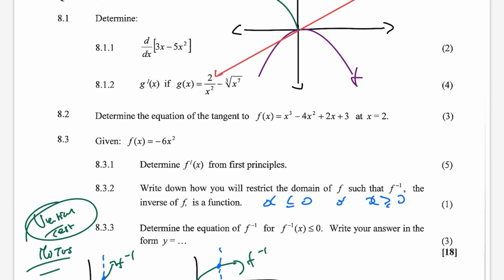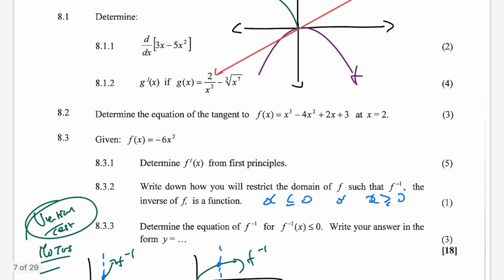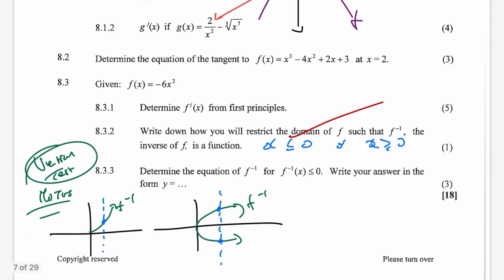There's no way. Even if you don't understand what I just told you, what you need to know is you just write x is greater than 0. If you don't remember that, just remember that x is less than or equal to 0. Either way, you get your answer right. It's one of those funniest questions. It's like the lecturer is giving you a mark. This is your mark. This is your moment. You shine in this 8.3.2.